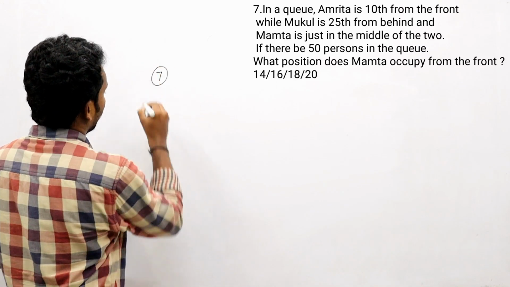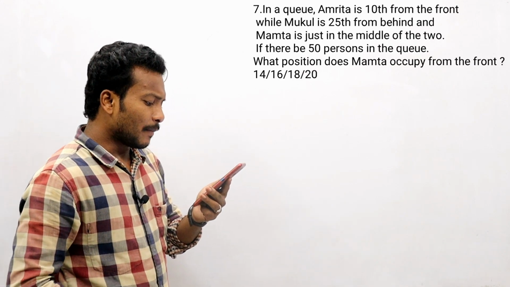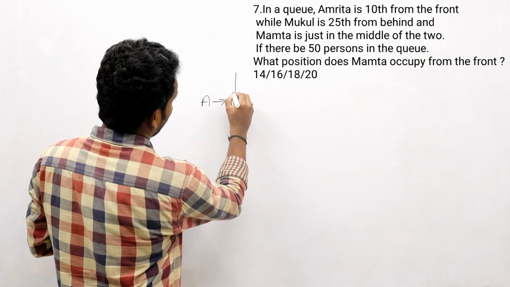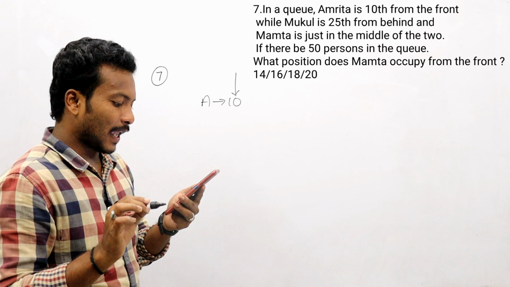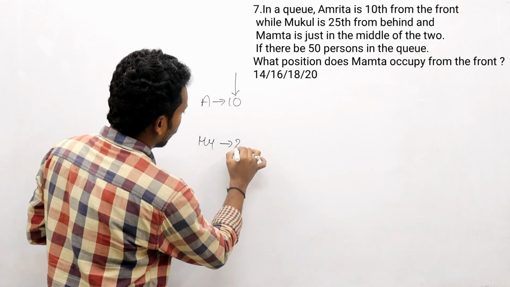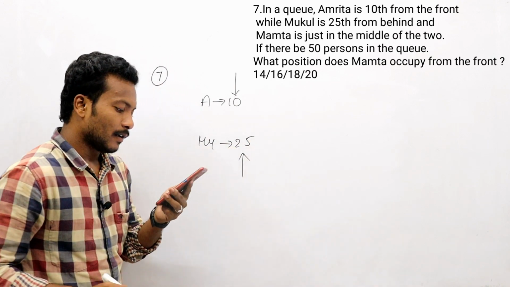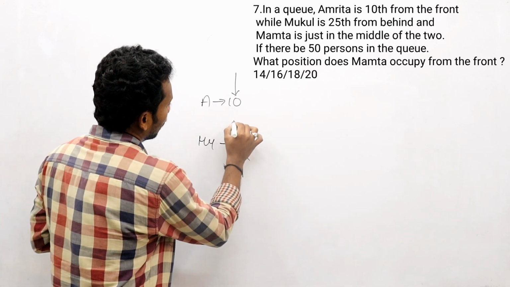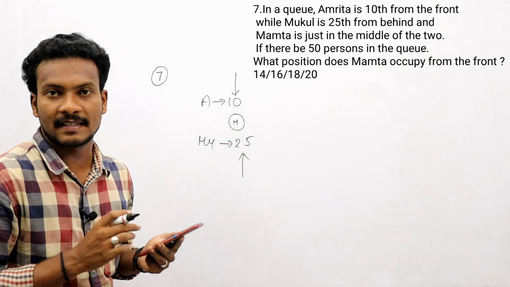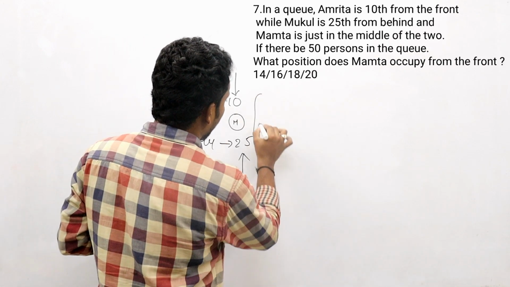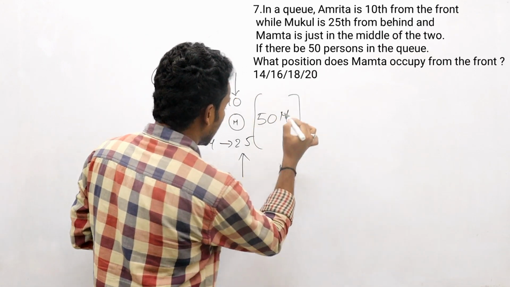Okay. Next, 7th question. In a queue, Amrita is 10th from the front, while Mukul is 25th from the behind. And Mamata is just in the middle of the 2. Middle means exactly middle. If there are 50 persons in this queue, total having 50 members in this queue.